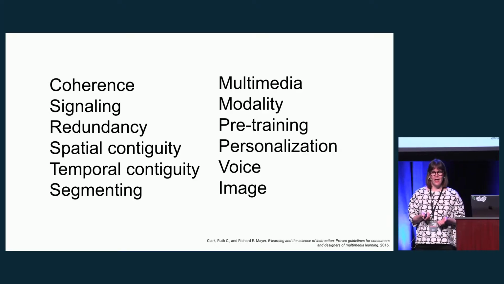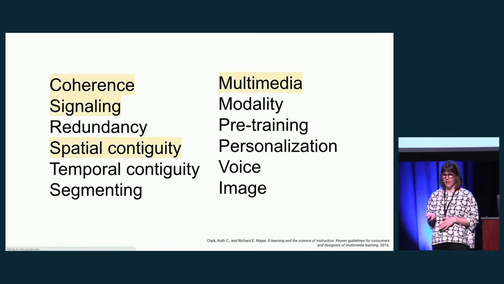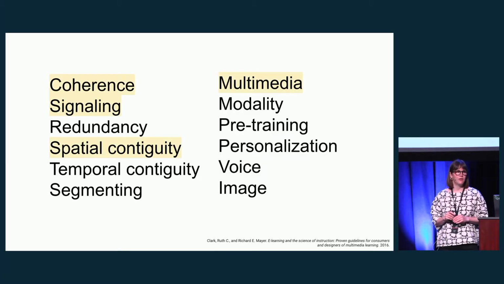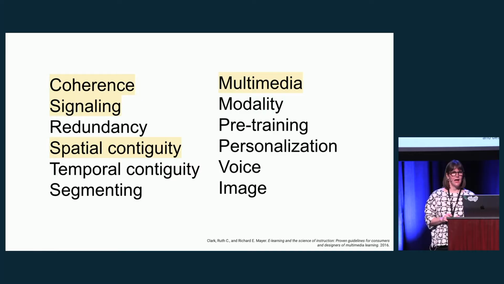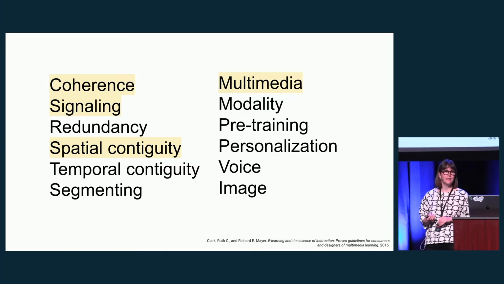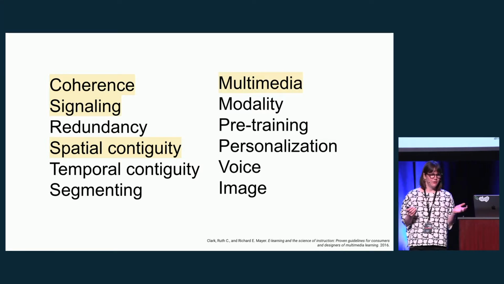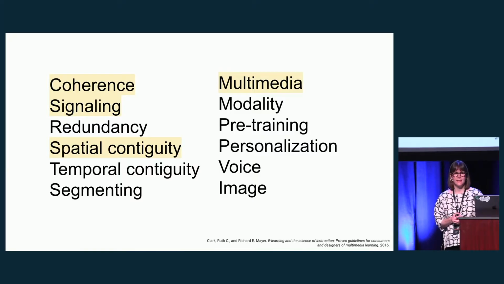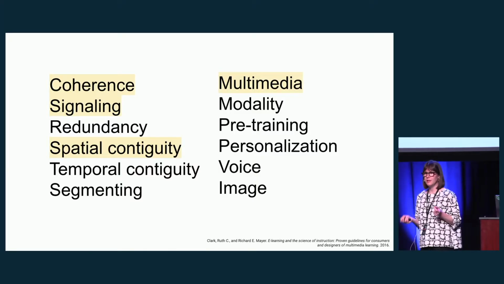While there are 12 of these, I'm only going to cover 4 for the purposes of this talk today. The 4 that I'll cover are coherence, signaling, spatial contiguity, and of course, multimedia itself. I selected these 4 because they tie most closely to the visual elements of documentation.